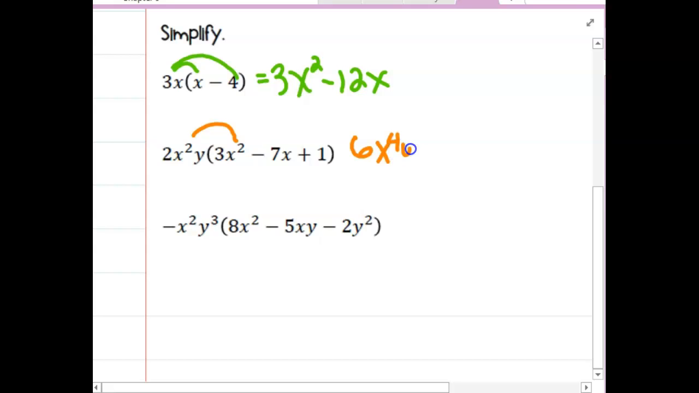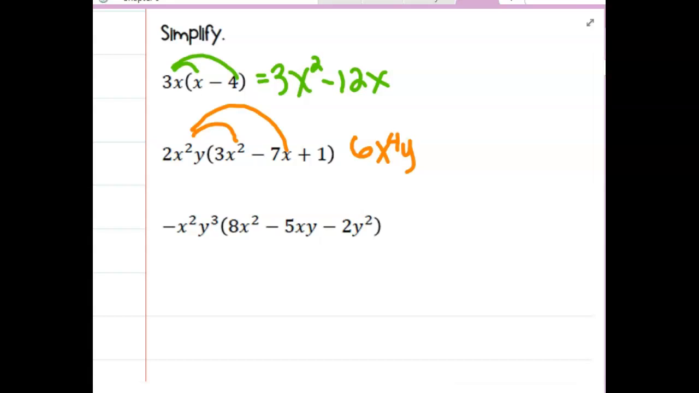And then you just have that y. So just take it in pieces, okay? Then you're going to turn around and distribute the 2x squared y to the negative 7x. So, start with the numbers. 2 times negative 7 is a negative 14.